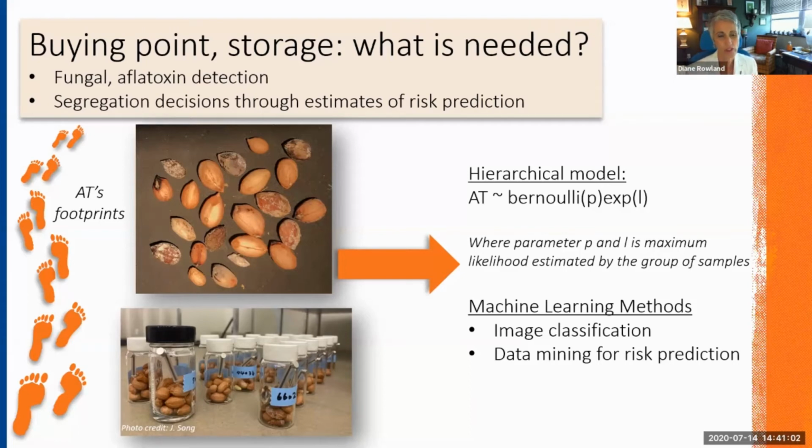So essentially, we're looking for aflatoxin footprints. This was important to do both with imaging and with VOCs, and then take that data into modeling approaches. And we are starting to look at hierarchical models and then also machine learning processes. Machine learning is important for target identification. So how do we identify aflatoxin or aspergillus within these images, but also for integrating the data across the VOCs collected.